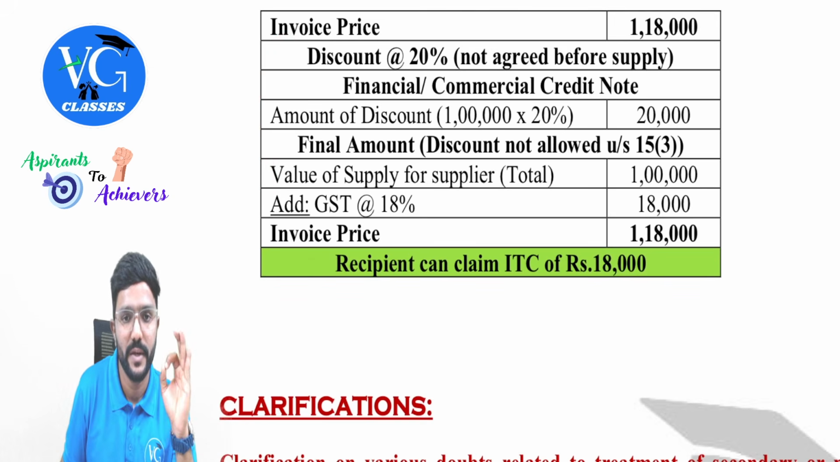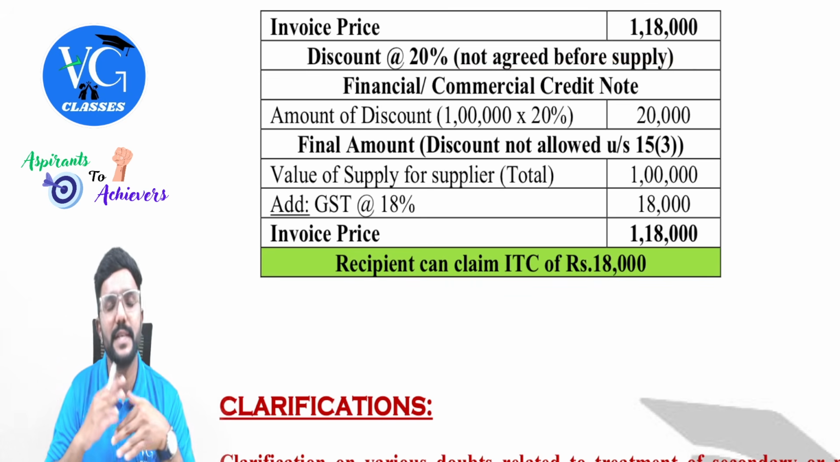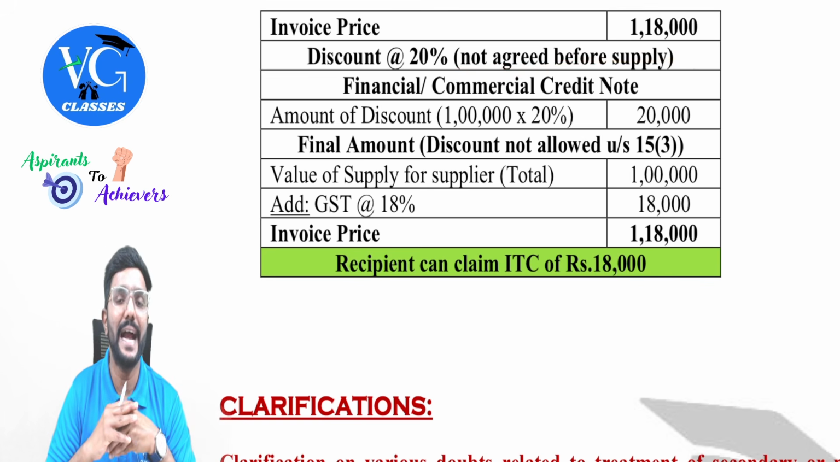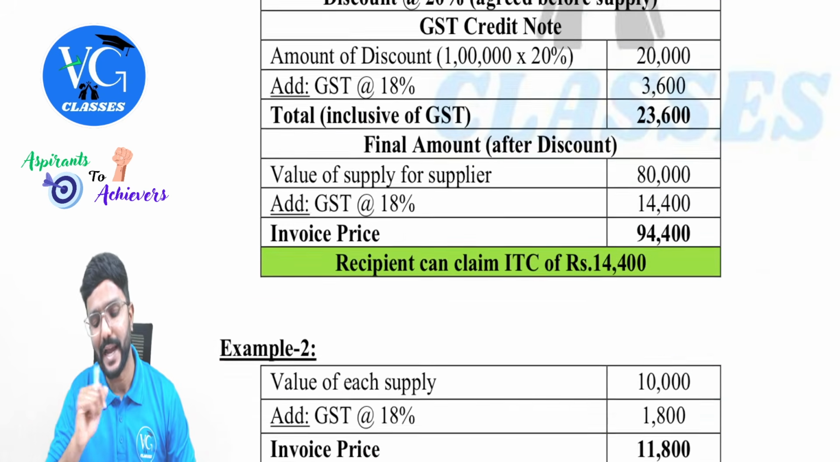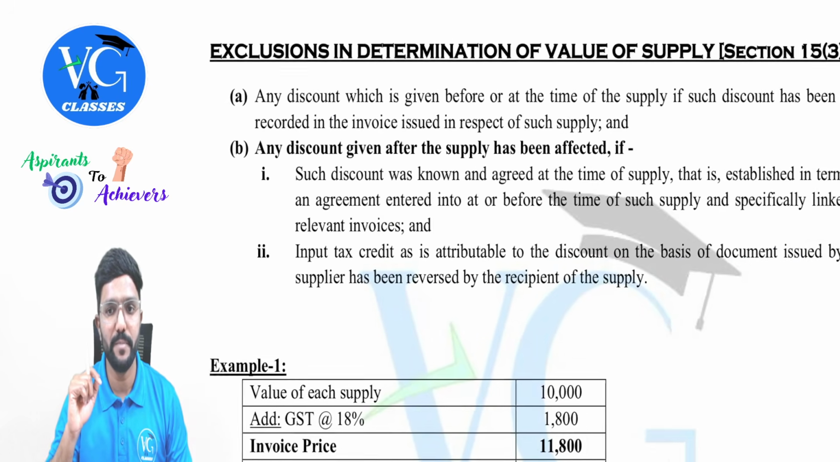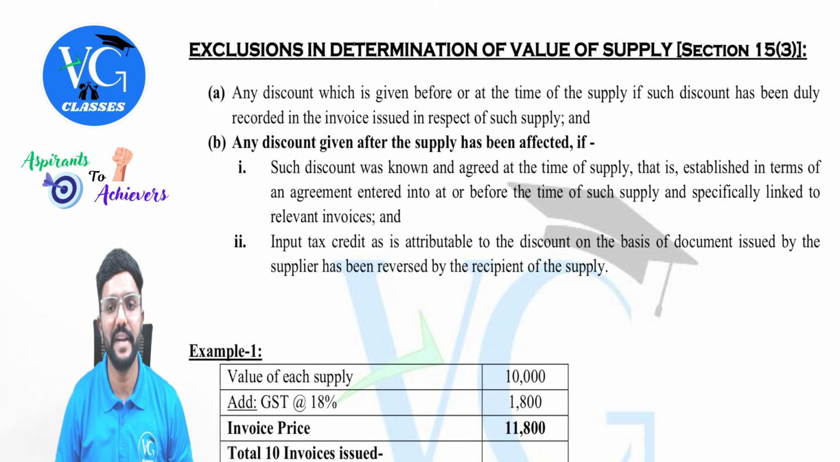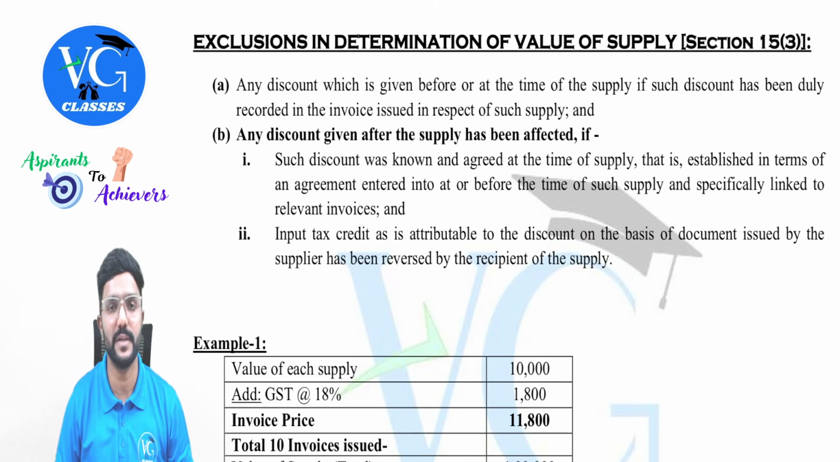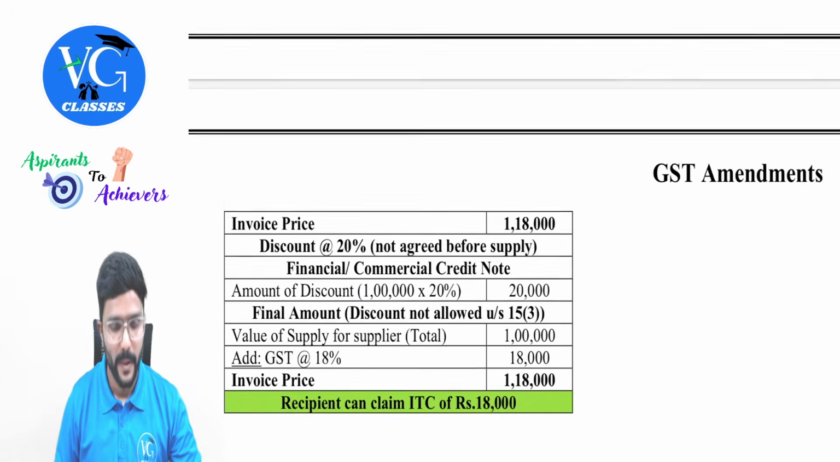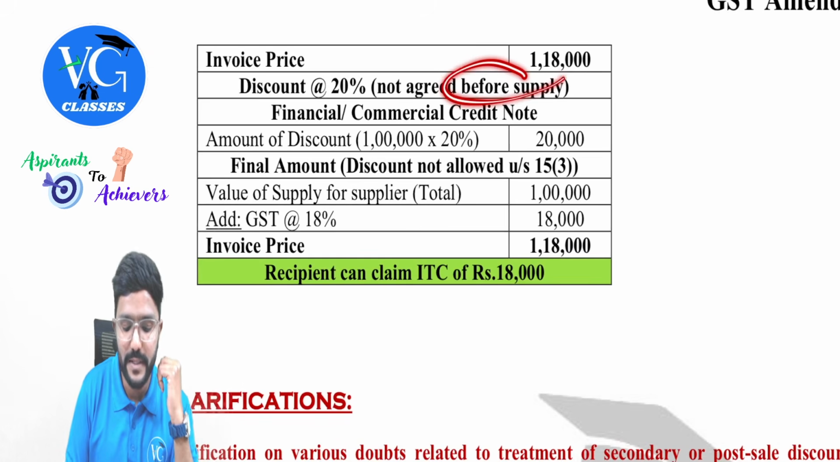There is a change. Discount is at 20%, but it was not agreed before the supply. So supplier is giving 20% discount now to the recipient, but it was not agreed, guys. As it was not agreed, while calculating the value of supply to the supplier, should we reduce it, people? No, because this condition is not satisfied, sir. So would we reduce it while calculating the value of supply to the supplier? No.